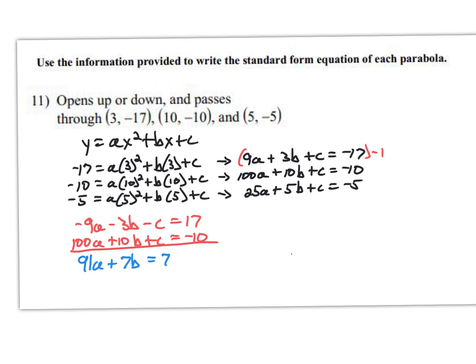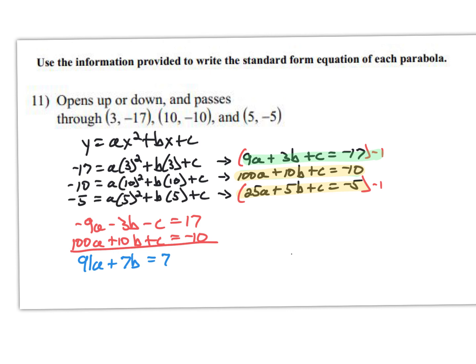I have 2 variables. Now I'm going to do the same thing to get another equation with just the variables a and b by eliminating c. Now in the first one, I used these 2, so now I'm going to need to use this one and the bottom 2. So that's the one I'm going to work on now. I'm going to multiply this one by a -1 so that the c's cancel out.